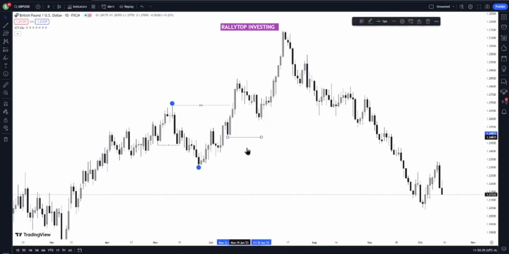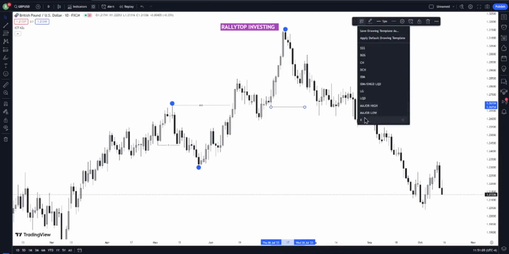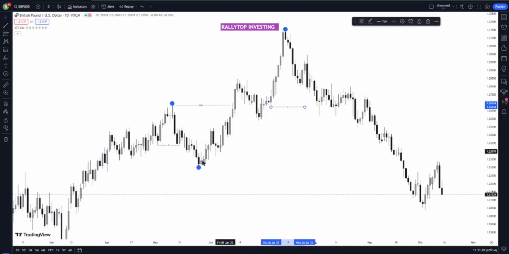And when it printed that structure, where is your inducement to confirm this high as a valid high? Our inducement will be transferred from here to this point for this high to be confirmed as a valid high. Because price now has taken out that inducement, our high is confirmed as a valid high. So this is your inducement in the market.